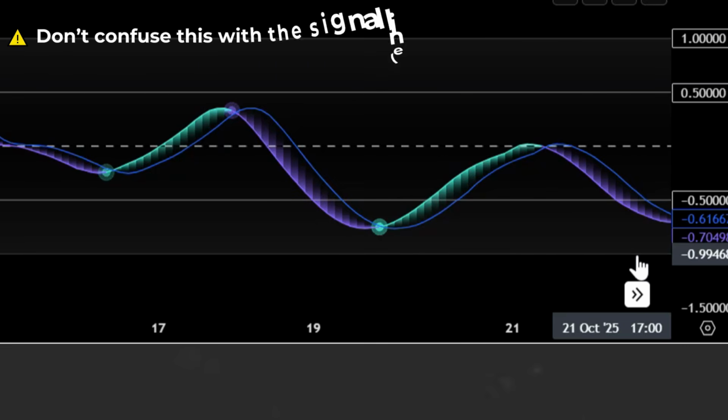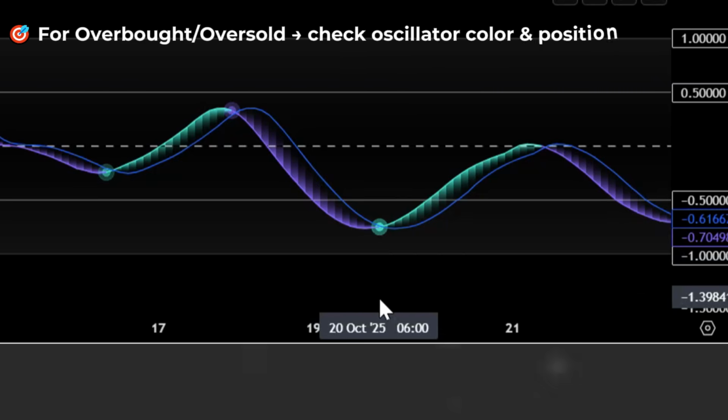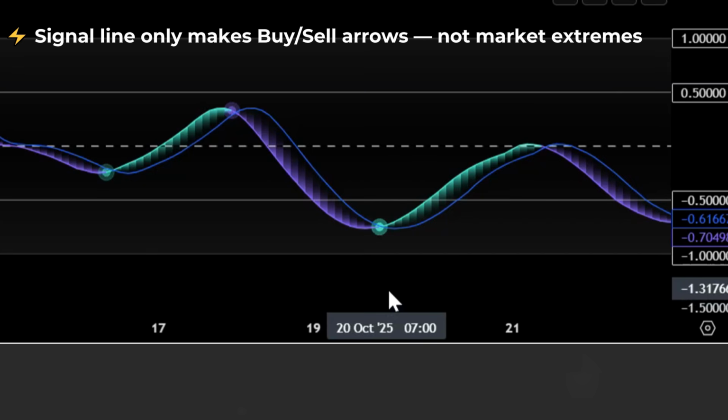Important tip. Don't confuse this with the signal line, the thin blue line. For overbought and oversold, only look at the oscillator color and position. The signal line is only used to generate buy or sell arrows, not to judge market extremes.